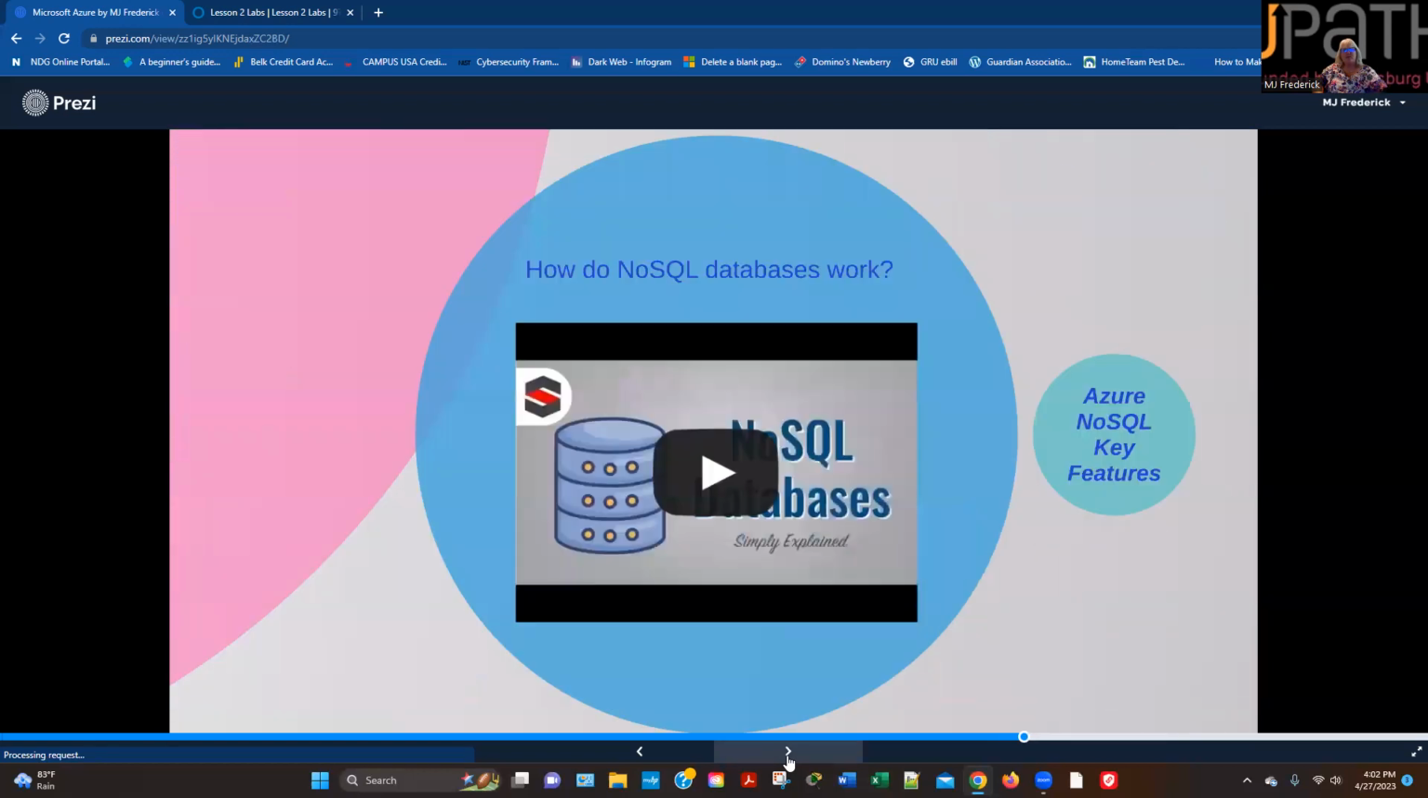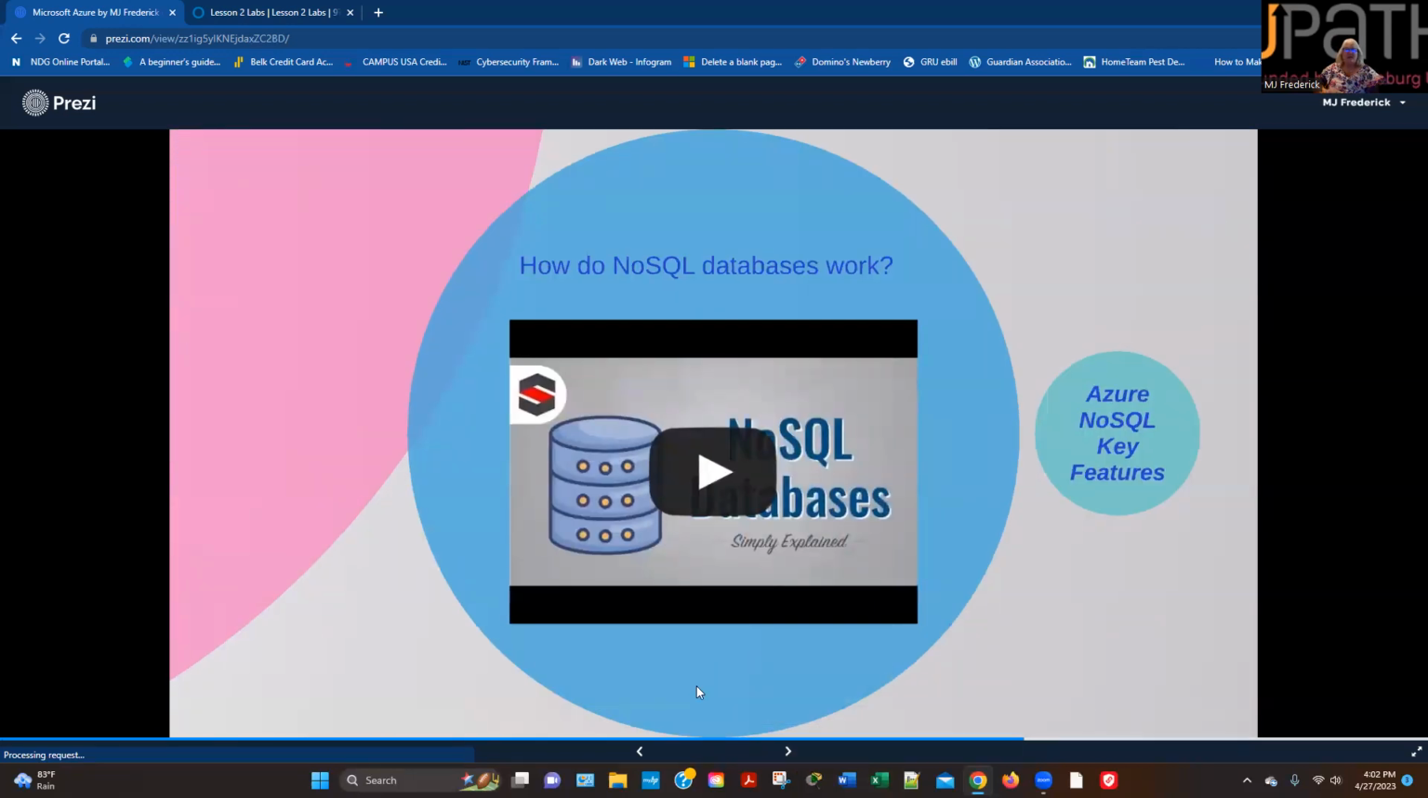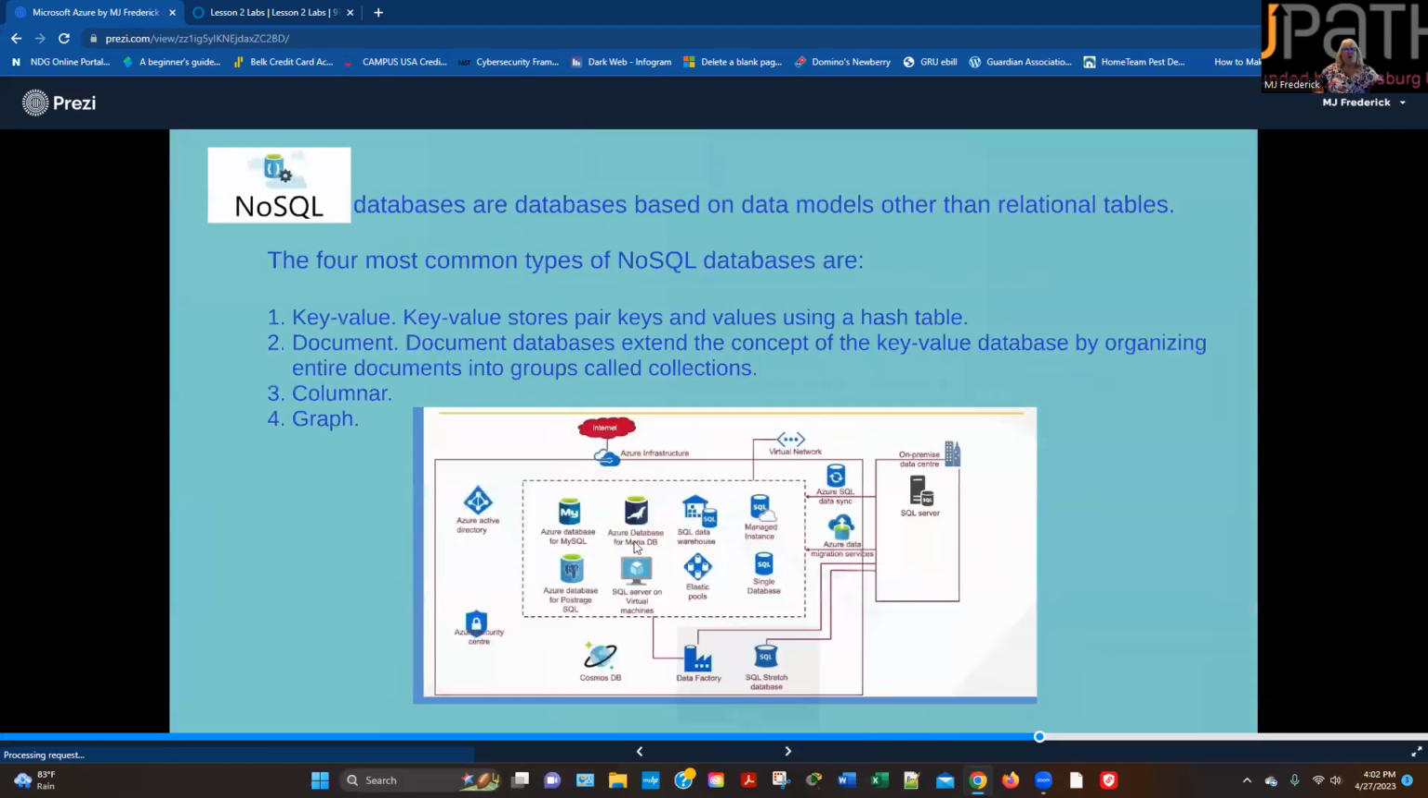Now the NoSQL doesn't have to do all that. You don't have any SQL aligned here. So how does that work? And I have a video, so make sure you watch that.